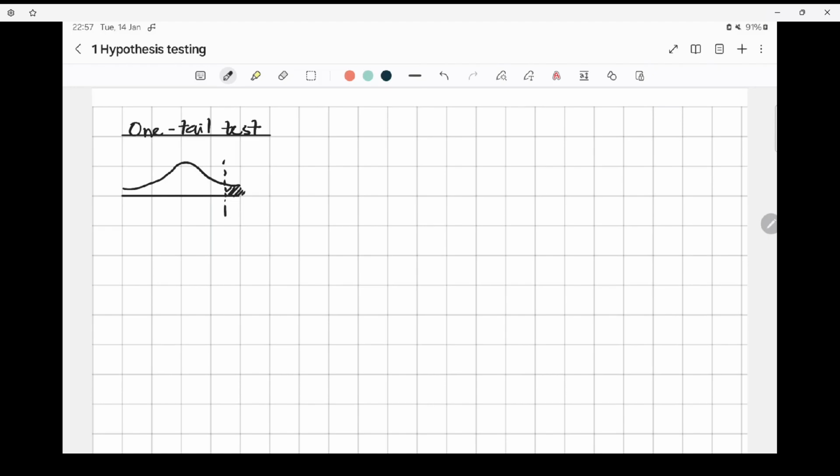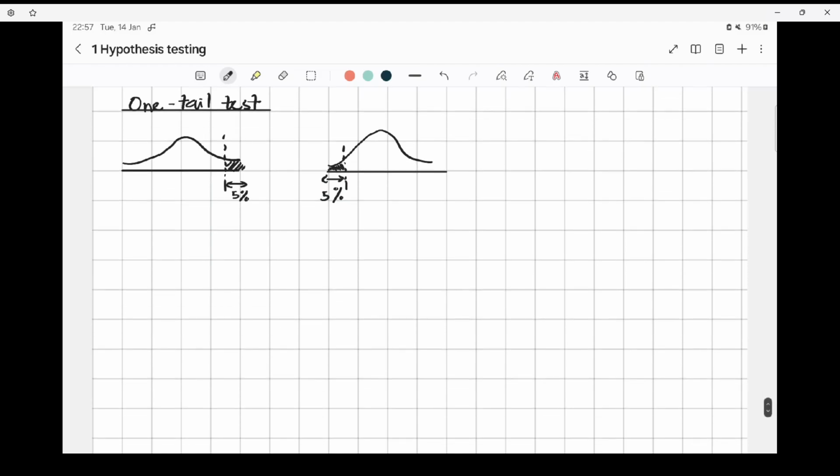So this part will be 5%. Or the other way around, it can also be a left tail test. If that's the case, this will be your critical region, and over here this will be 5%. So the direction depends on the question. So you need to read your question carefully.